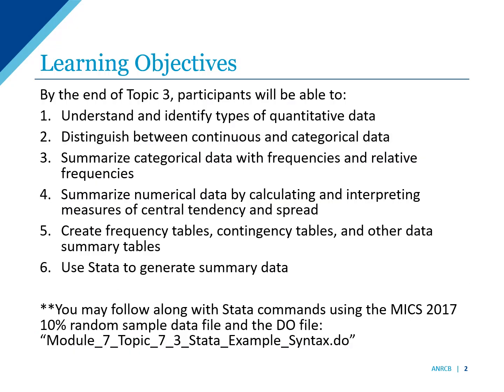By the end of Topic 3, you'll be able to understand and identify types of quantitative data and distinguish between types of continuous and categorical data, summarize categorical data with frequencies and relative frequencies, and numerical data by calculating and interpreting measures of central tendency and spread, create frequency tables, contingency tables, and other data summary tables, and use Stata to generate your summary data.